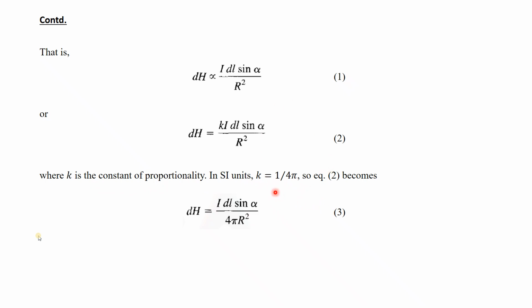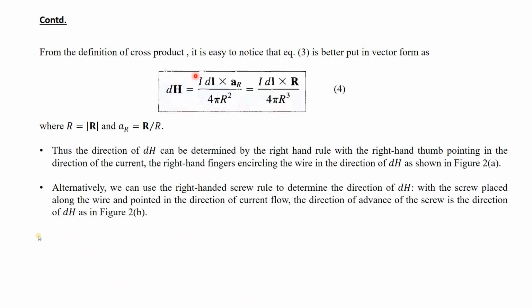Generally it is observed that after experiments and calculations, k is 1 by 4 pi. So equation number 2 becomes, you replace k with 1 by 4 pi, dH equals IDL sine alpha by 4 pi r square. This is the equation of dH due to the current carrying element IDL.